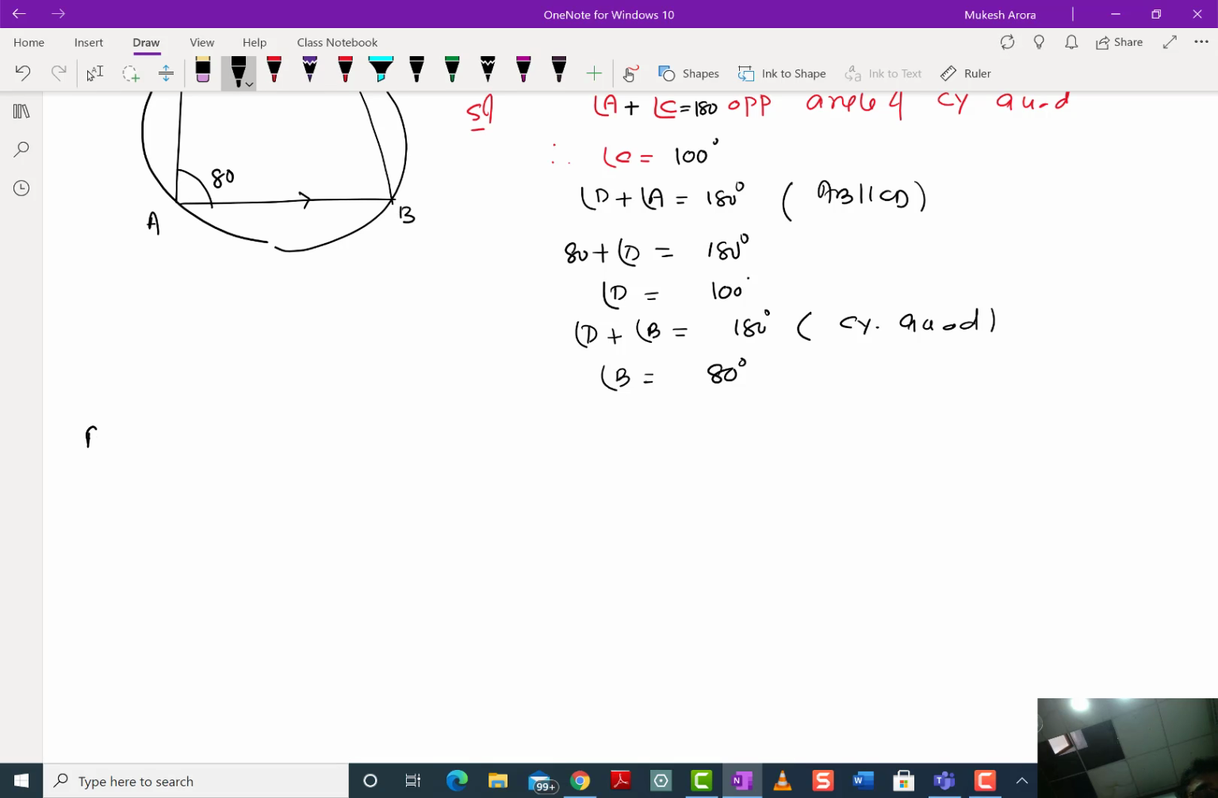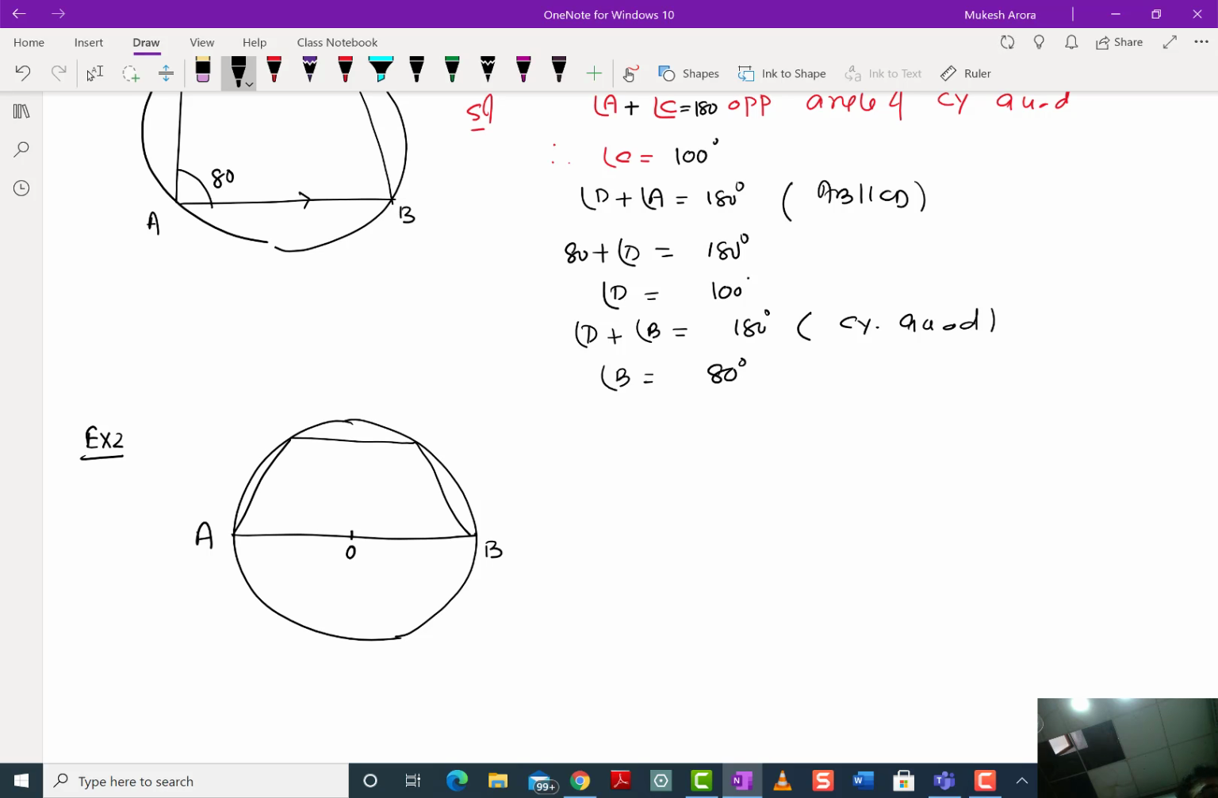Now the second question is: in the figure, AOB is a diameter and CD is a chord. Angle C is equal to 130 degrees. Find angle DAB and angle DBA.